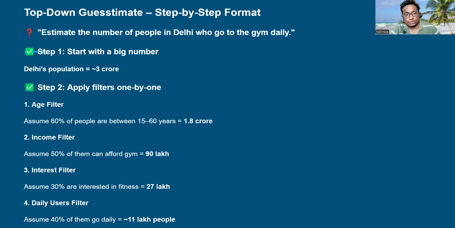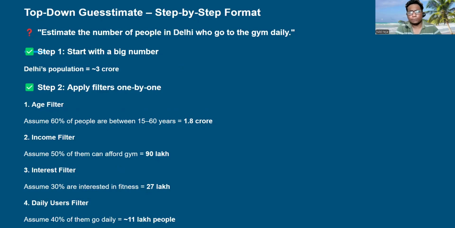Daily users filter. First we drilled 3 crores to 1.8 crores, then with the income filter, then with the interest filter, and now we will drill down with the daily users filter. That is, assume 40% of them go daily. So 27 lakh people are going to the gym. Now assume 27 lakh people of Delhi go to the gym. But what is the question? Estimate the number of people in Delhi who go to the gym daily.